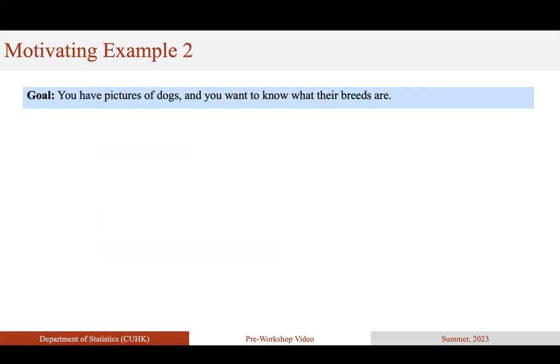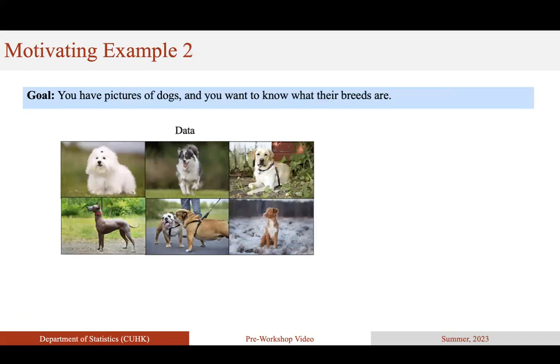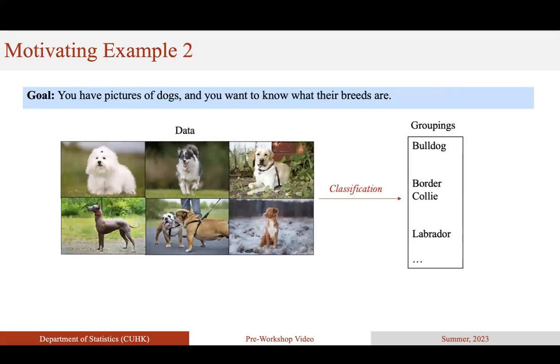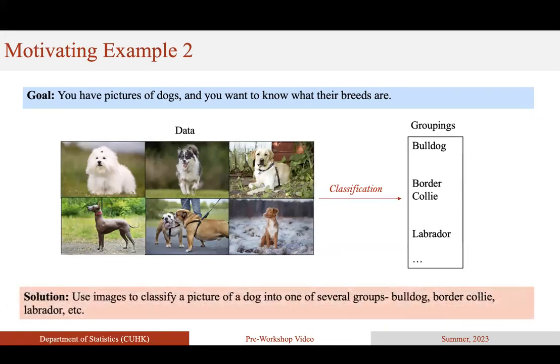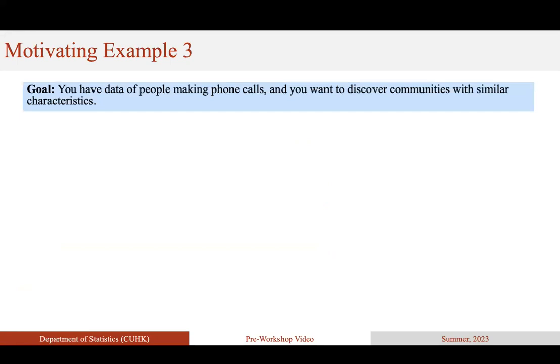Say you take pictures of random dogs on the streets and you want to know what their breeds are. You may have many images, and a classification model can help you to find their breeds. For instance, the algorithm tells you this is a bulldog, this is a border collie, or this is a Labrador. The previous two examples are about classification. So next, we have clustering.